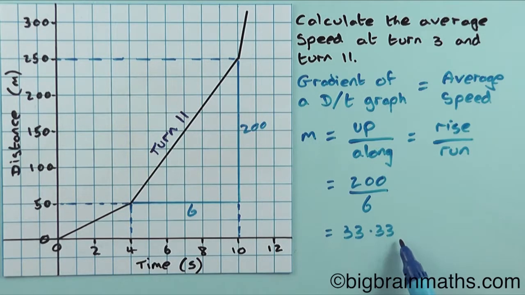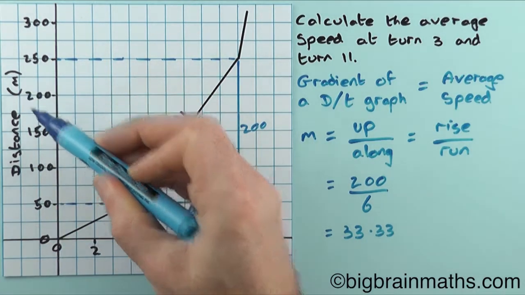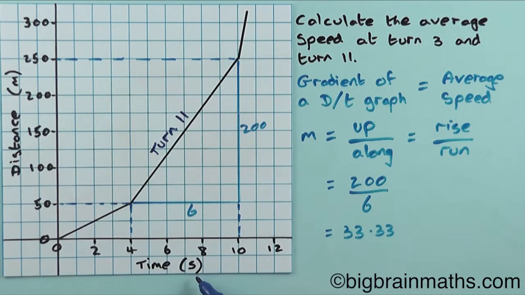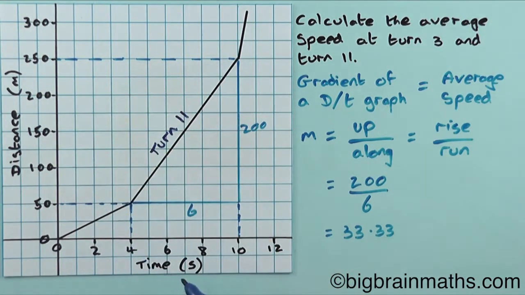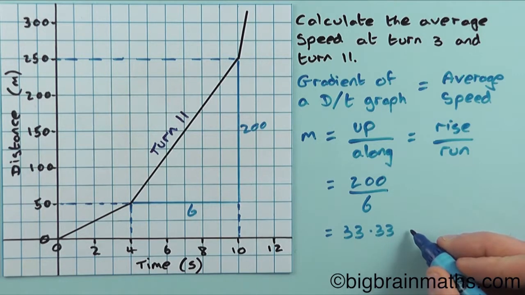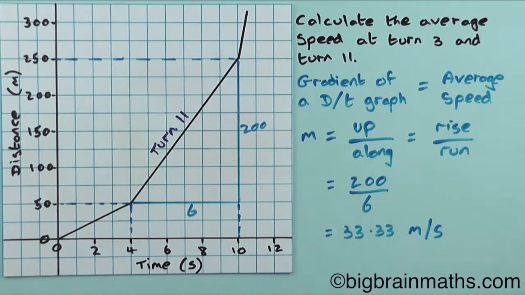Finally, we need to write down the units of speed. To do this, we need to go to the graph and look at the units for distance and time. So because the units of distance was measured in meters and the units of time was measured in seconds, that means that the units of speed will be measured in meters per second. This is now my final answer.